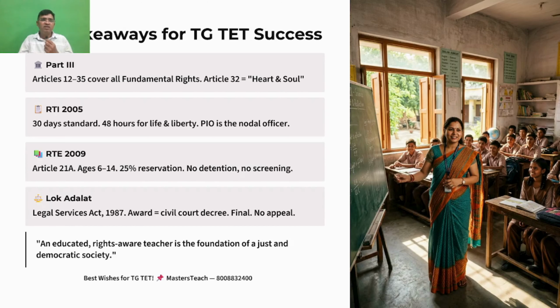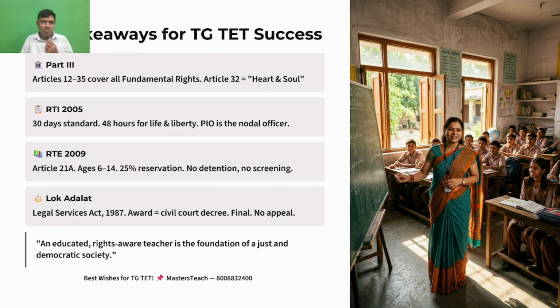Okay, then what we learn: Part 3 covers Articles 12 to 35. It covers all the fundamental rights. Article 32 is the heart and soul as per Ambedkar. Right to Information Act 2005: information you get within 30 days for normal matters, and within 48 hours for life and liberty. The PIO is the nodal officer.